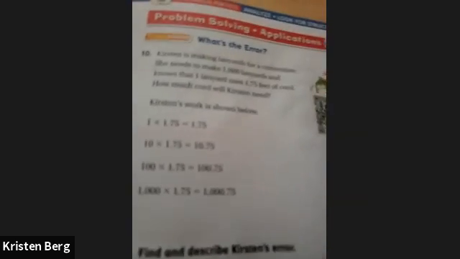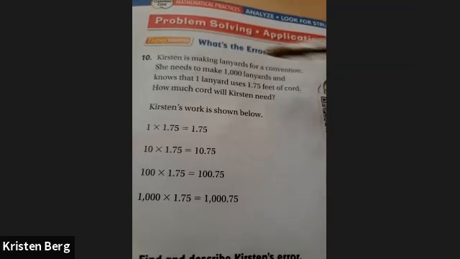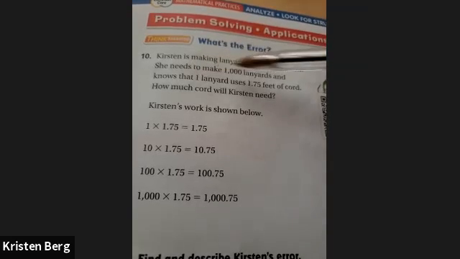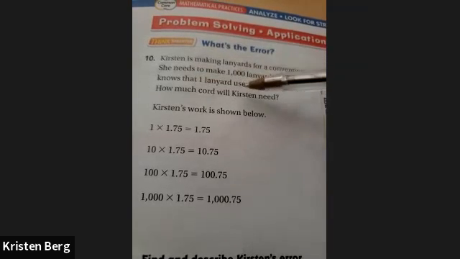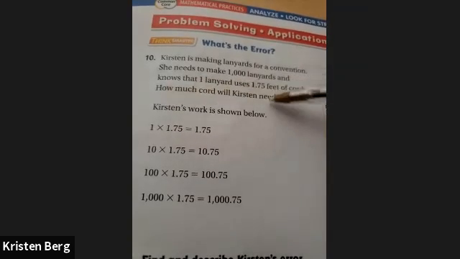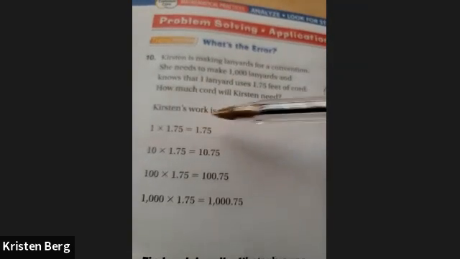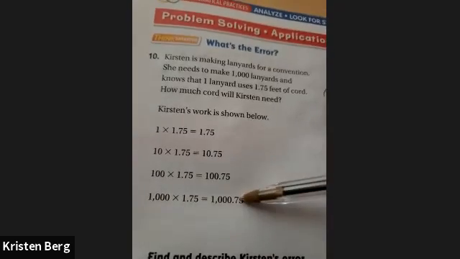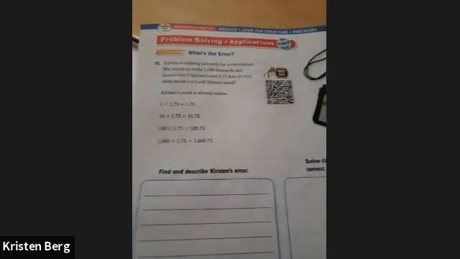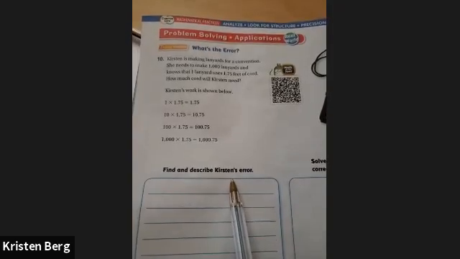It said Kirsten is making lanyards for a convention. She needs to make 1,000 lanyards and knows that one lanyard only uses 1 7/75 feet of cord. How much cord will Kirsten need? So it says you could use that. This was her work that she ended up doing. She went and times it by 1 and got itself, and then she did this and got this, and so on. And then it says, find and describe her error.